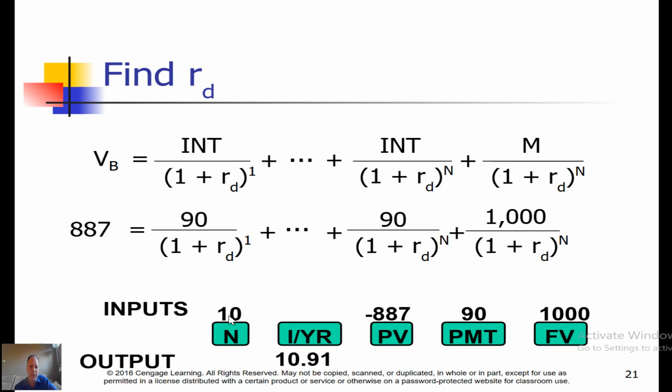So to do it with your calculator, you do 10 N, minus 887 PV, 90 payment, 1000 FV, hit compute I. It thinks a little while, and gives you 10.91%. And again, Excel has a similar function that we will show how to use in a separate video.